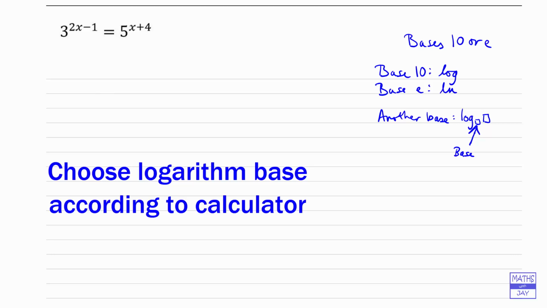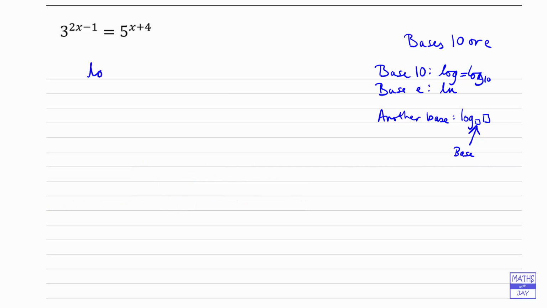But what I think I will do is choose log to base 10. So I will just be writing log, because when we write log, that actually means log to base 10. So looking at our equation, we're going to have log of 3 to the power of 2x minus 1 is equal to log of 5 to the x plus 4. So that's taking log to base 10 of both sides.